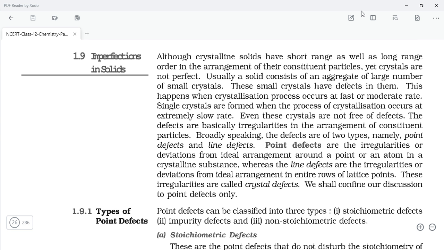Whereas the line defects are the irregularities or deviations from the ideal arrangement in entire rows of lattice. So the entire row, the entire one dimensional line that makes up the whole three-dimensional or two-dimensional structure of the matter, has a totally different kind of atoms in it, or there might be some defects, some voids, some unexpected atoms that are not expected to be present over there. That is called a line defect.